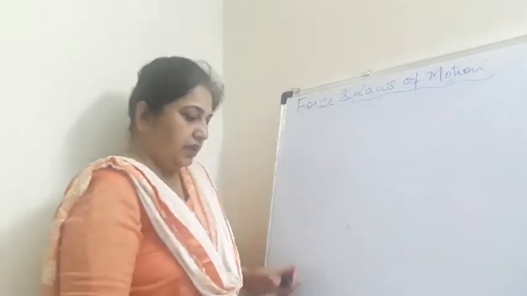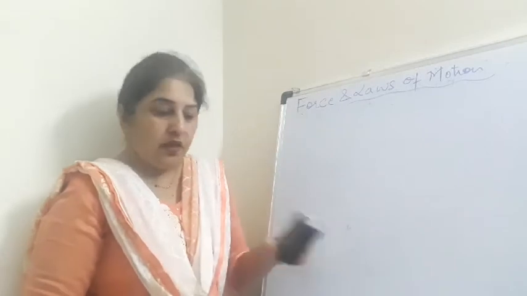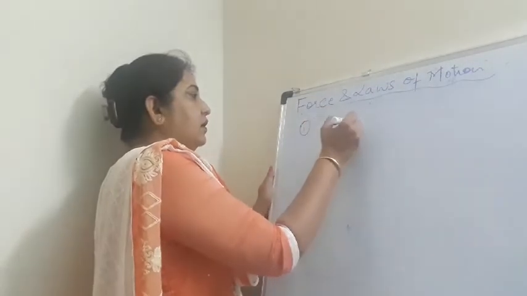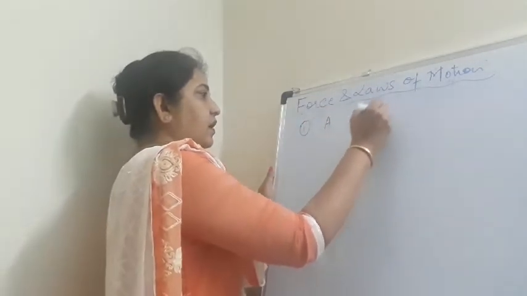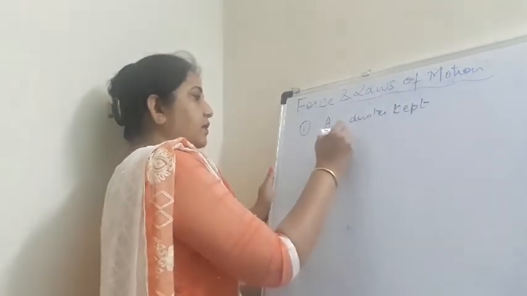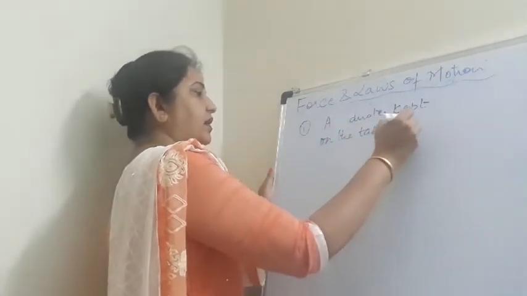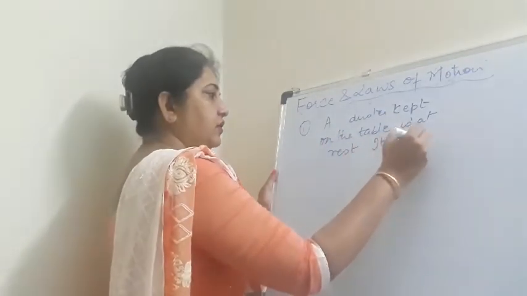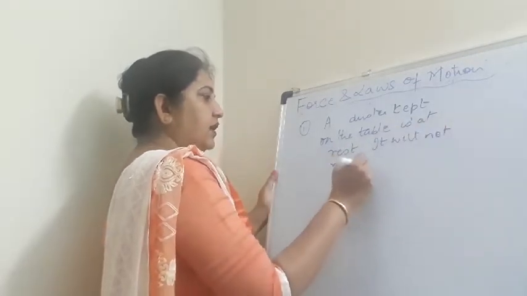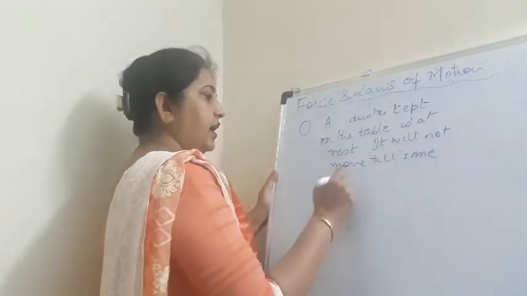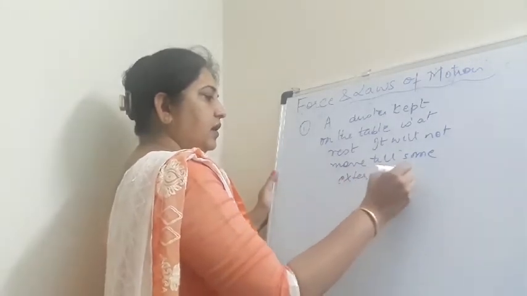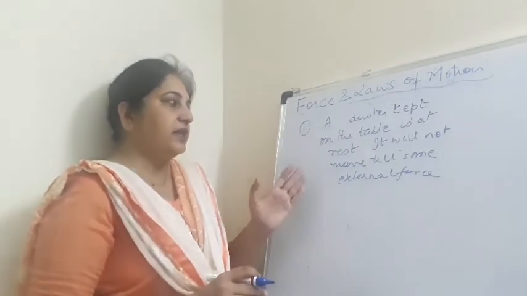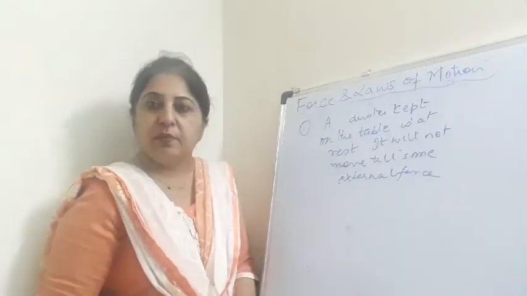As I told you, I just now picked up the duster. It was lying on this table. So a duster kept on the table is at rest, it will not move till some external force is applied on it. Okay, so you will write the complete statement to explain the example, that a duster kept on the table is at rest and it will not move till some external force is applied on it.